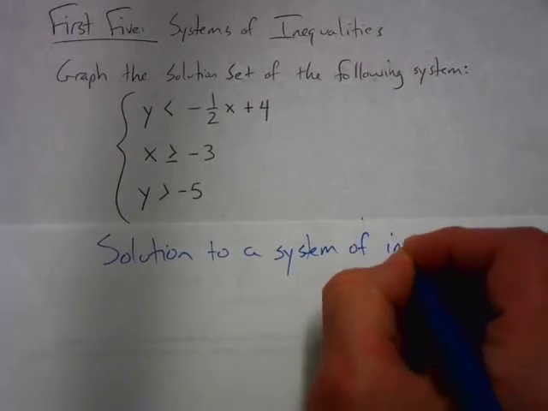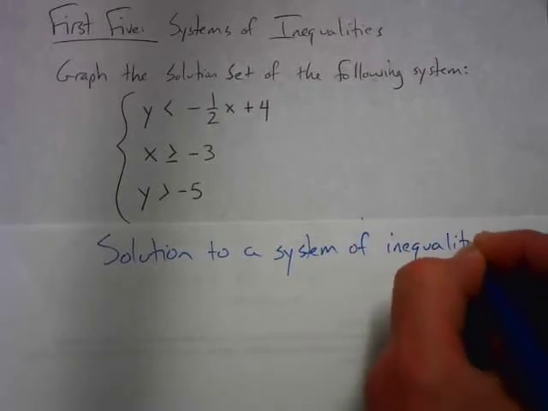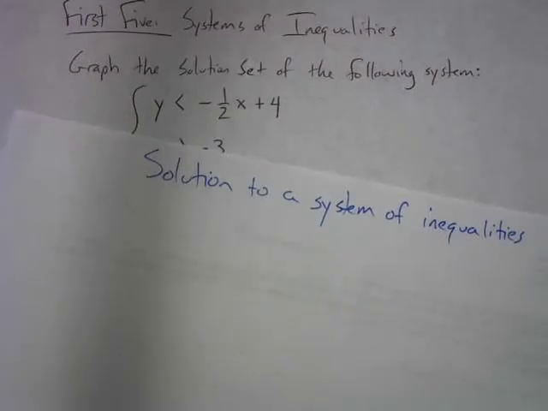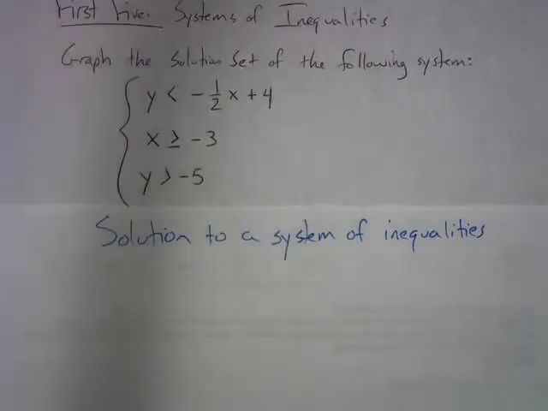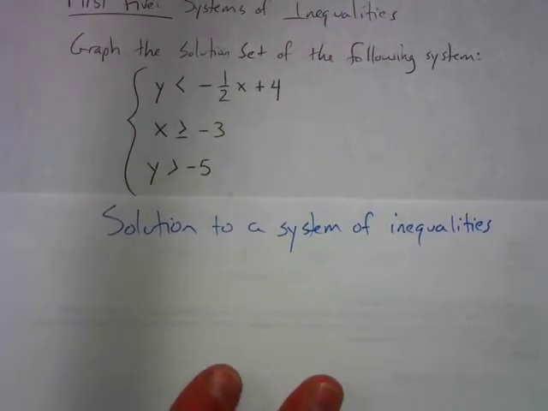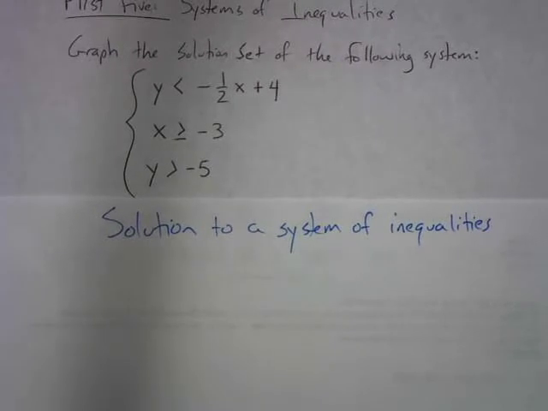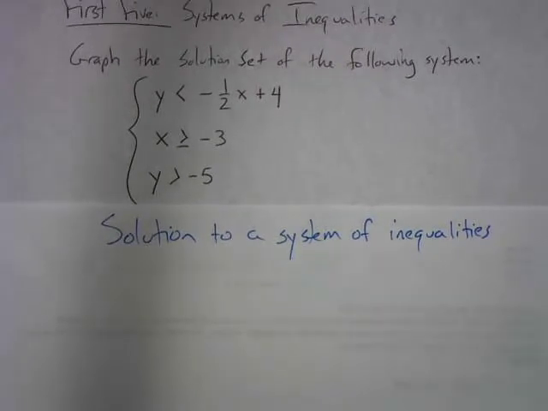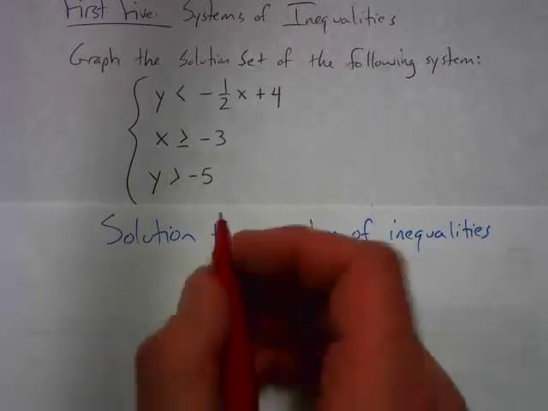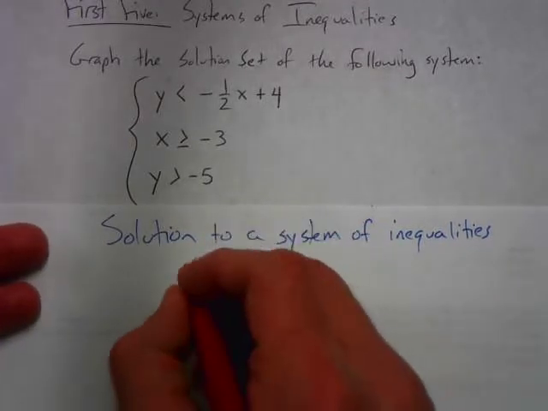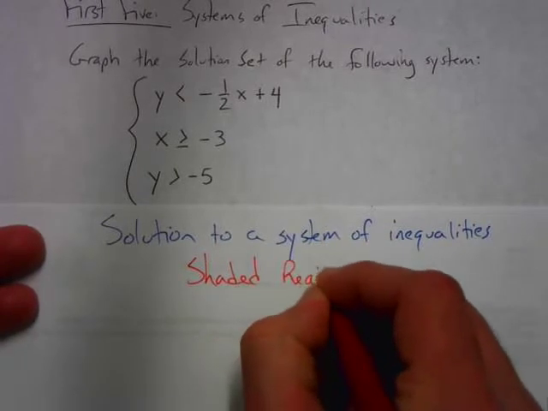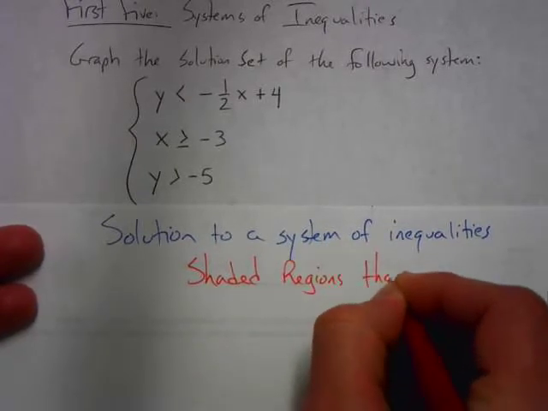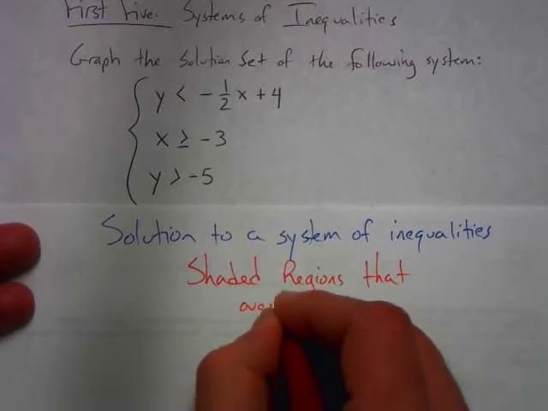So when we were dealing with equations, we knew that the solution is the ordered pair where the two lines cross, where the two lines meet. But what about when we're dealing with a system of inequalities and we're dealing with shaded regions? So we're looking at shaded regions that meet. So the solution to a system of inequalities is the shaded region that meets, or the shaded regions that overlap. That's where they all meet.